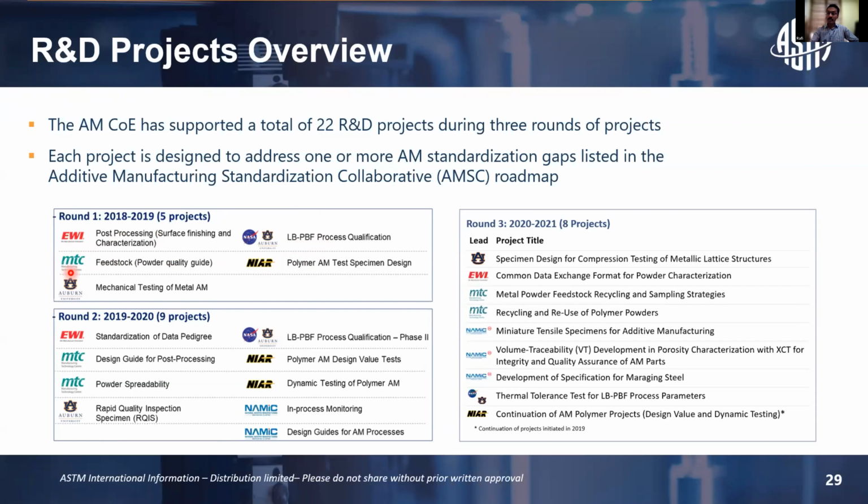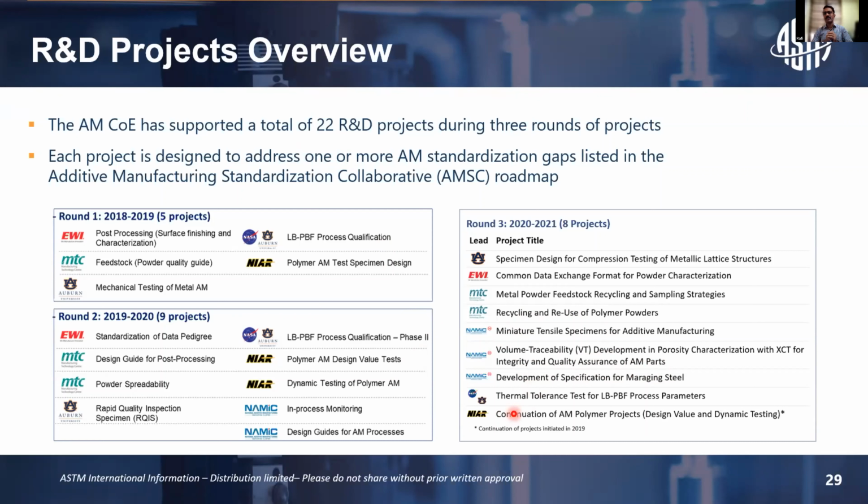locations. But the topic for the research will come from the industry, from the ASTM members. So based on their interest, we identify top priorities and then perform the research. So far we have done more than 22 R&D projects, specifically on additive, specifically curated for standardization. And we can see some very specific topics here. For example, you can see here volume traceability, development in porosity characterization, then development of specification for maraging steels, thermal tolerance test for powder bed fusion process parameters.